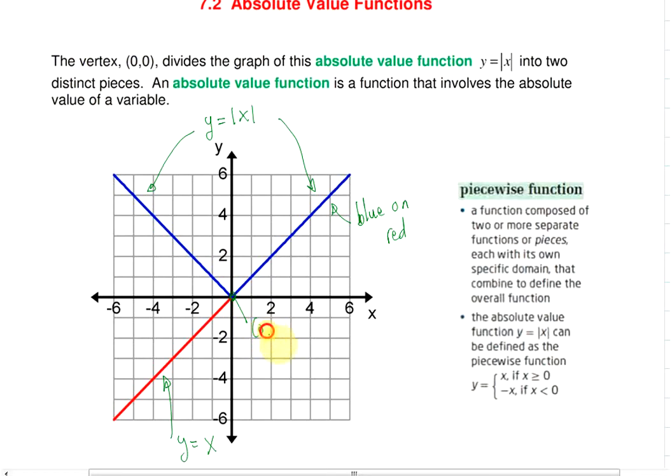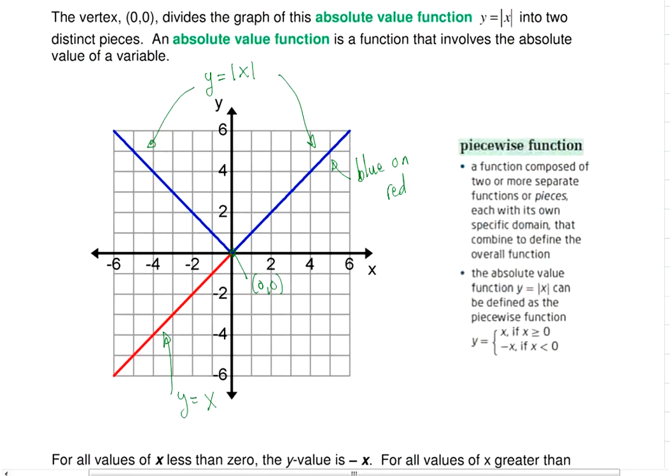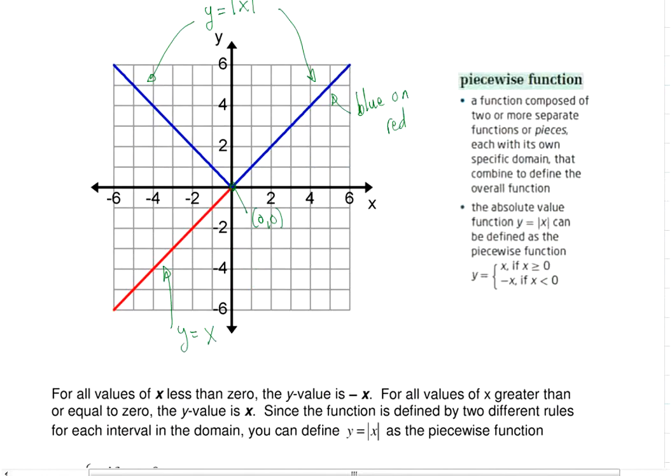It's at 0, 0. So our vertex divides the graph of this absolute value function, y equals absolute value of x, into two distinct pieces. One part is the part that goes up to the right, and the other part is the part that goes up to the left. An absolute value function is a function that involves the absolute value of a variable. So in this case, the absolute value of x.